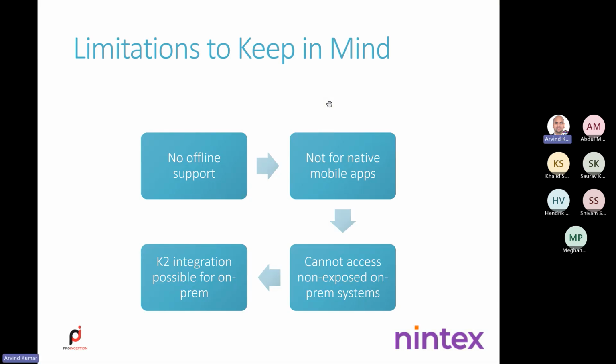Things we have to keep in mind: Nintex apps do not support offline use, and not native mobile apps. If you talk about native mobile apps, it's not like OutSystems or any native applications, like Android or iOS, so it does not support those kinds of native features, where you can install the app from the Google Play Store. It also cannot access non-exposed on-prem systems, and K2 integration for on-prem will possibly be coming in the future. Right now you can also do it through API and those things.